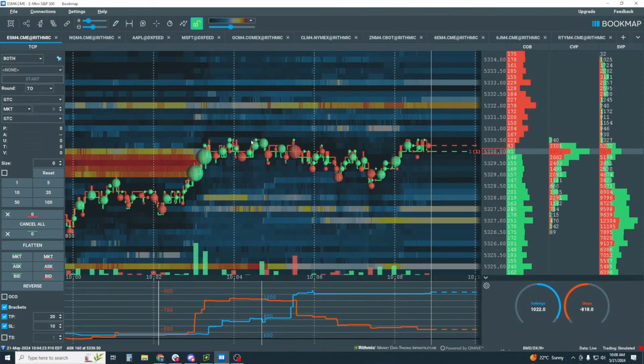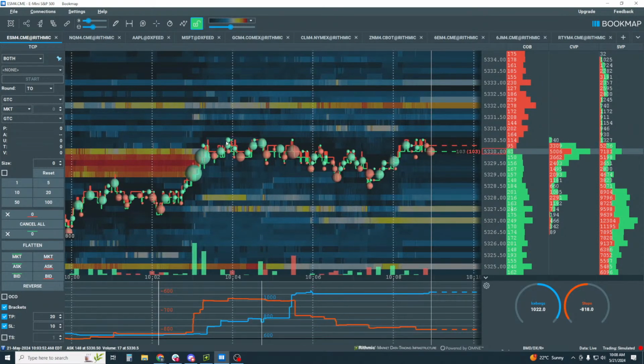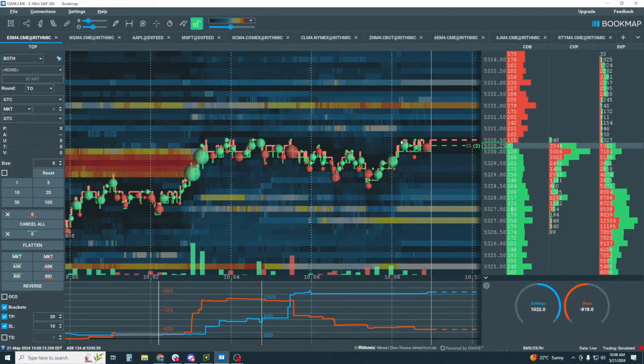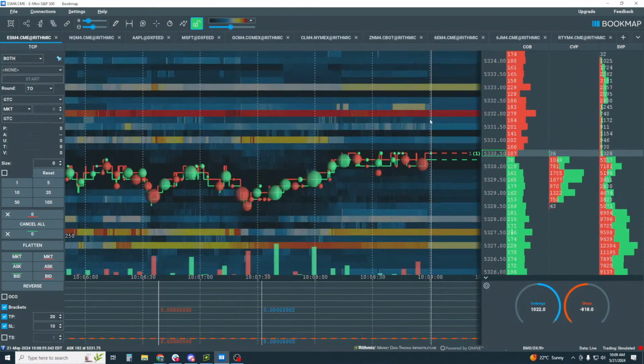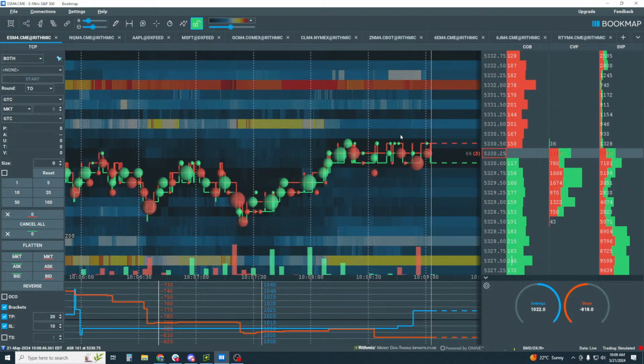Okay, so what's happening up at this top end here, top of the range? Do we see a lot of buyers? Okay, do we see an order book skew in here? Not really.